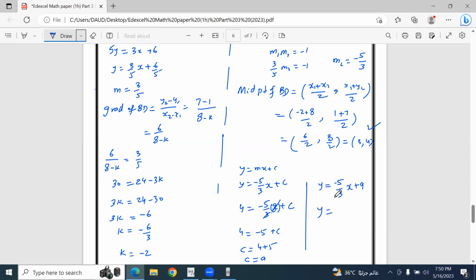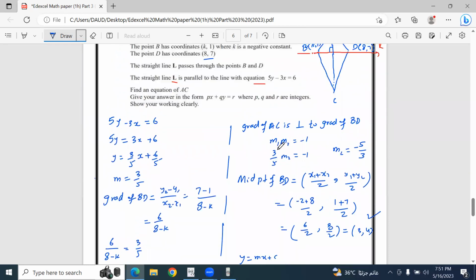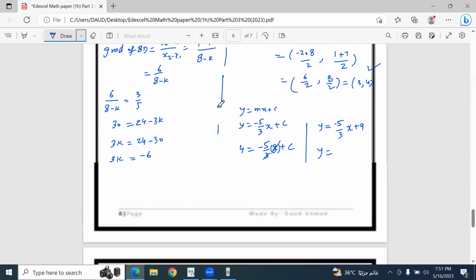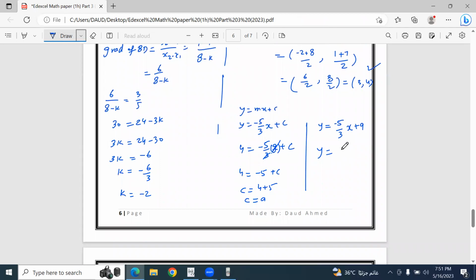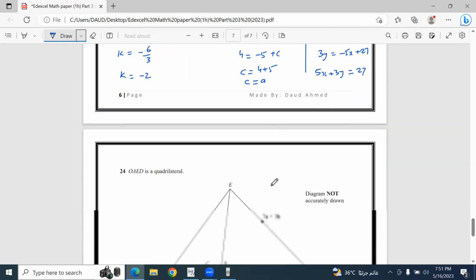And they do not want it in this form. As you can see, they want px plus qy is equal to r. They want the solution in this form. So we will do two more steps. LCM: minus 5x plus 9 threes are 27, so 3y is equal to minus 5x plus 27. And lastly, you can say that 5x plus 3y is equal to 27. This is your required answer. I hope you get it.